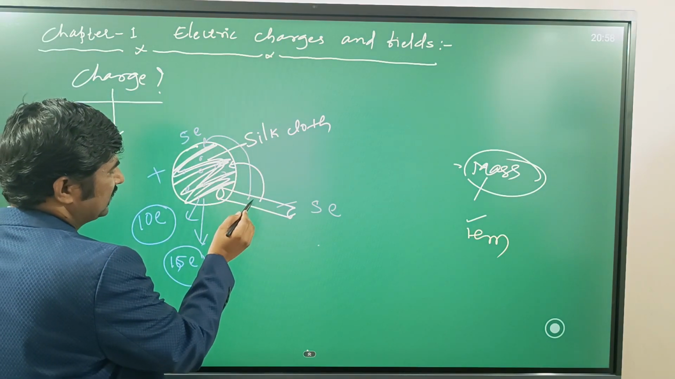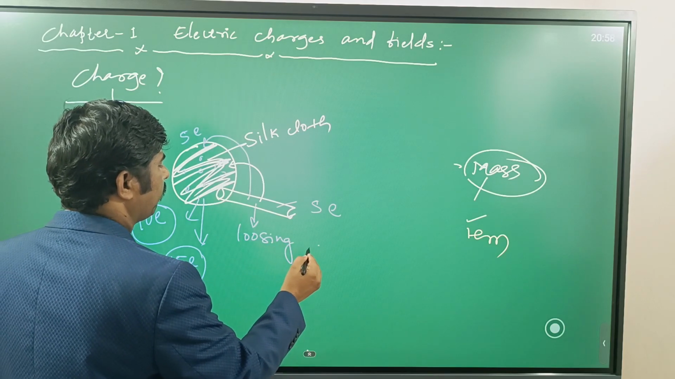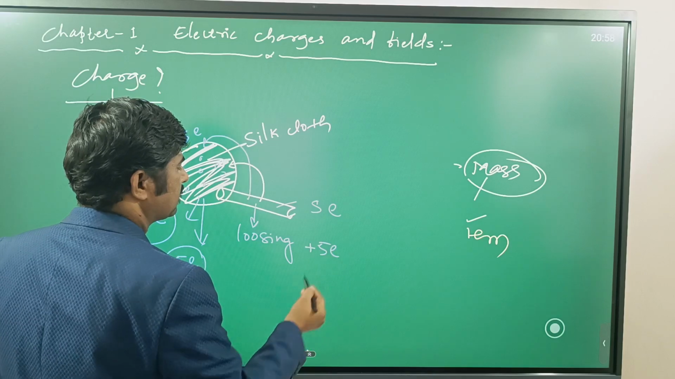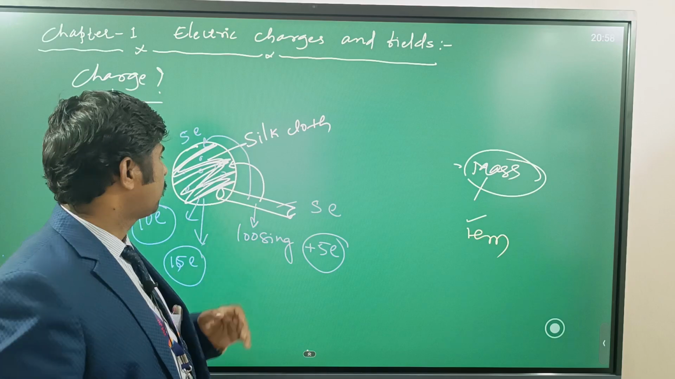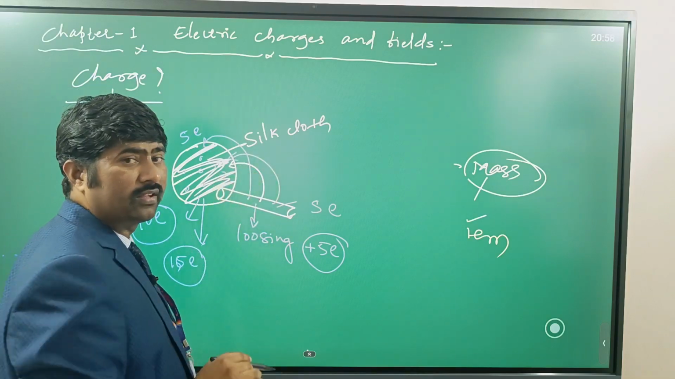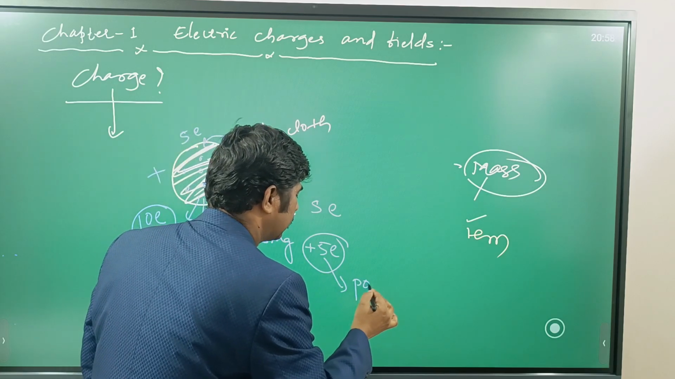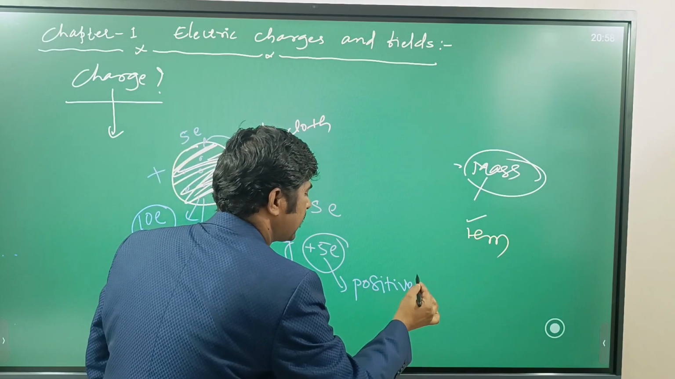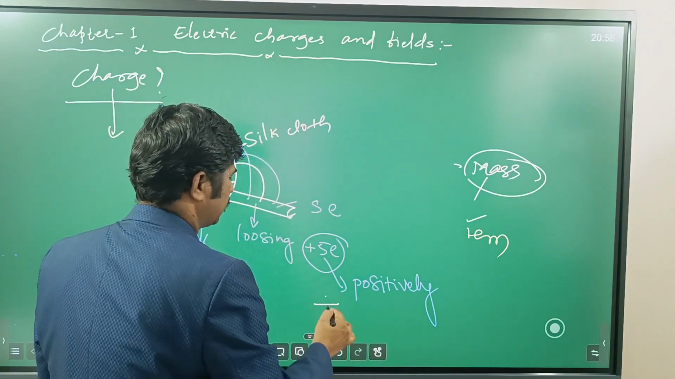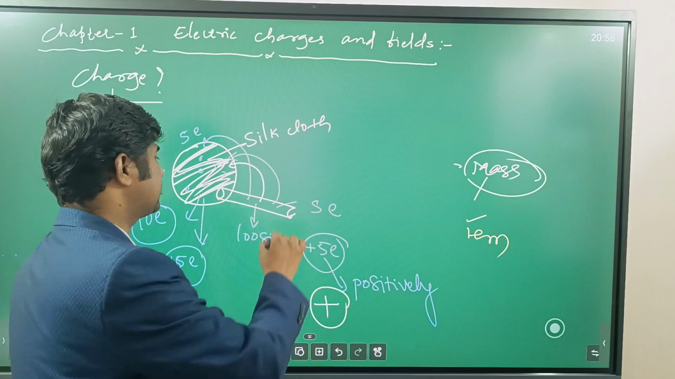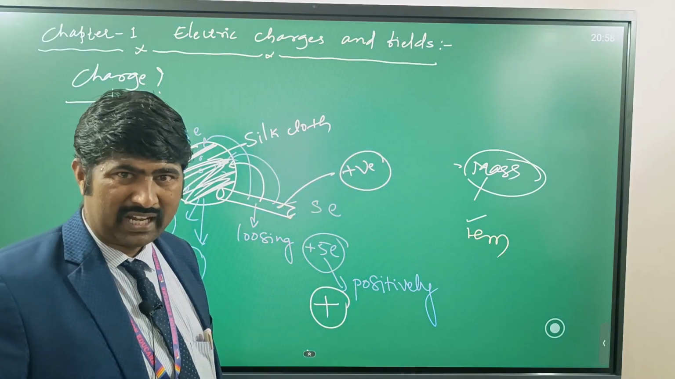So the glass rod is losing the electrons. How many electrons is it losing? Glass rod is losing 5 electrons, and the remaining electrons are 5. So the body which loses the charges is called a positively charged body. What do you call such kind of bodies? They are called positively charged bodies. That means the glass rod becomes positively charged here because it has lost 5 electrons.